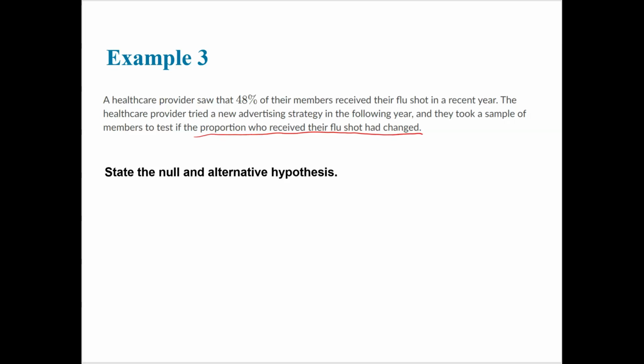So the claim here, even though it's asking for the null and alternative, we need to investigate the claim. The claim is that the proportion has changed. It's not equal to 0.48 anymore. So when we go to determine our null and alternative, we would say, okay, that doesn't have equality, so that would become our alternative, and therefore this would be our null.